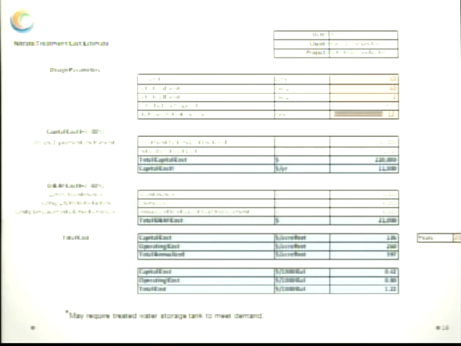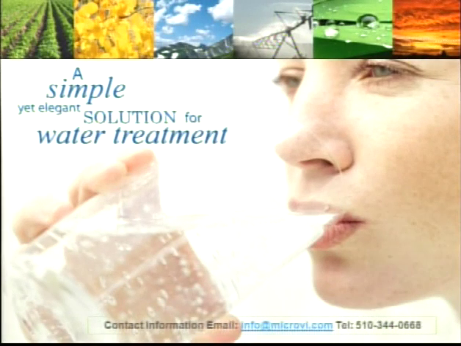As far as cost per 1,000 gallons, your capital cost is 42 cents per 1,000 gallons, operating cost is 80 cents per 1,000 gallons, and the total treatment cost is $1.22 per 1,000 gallons. And that is it. I'm open to any questions.